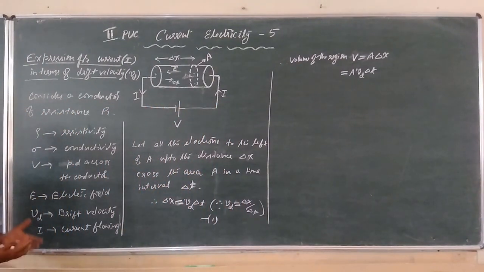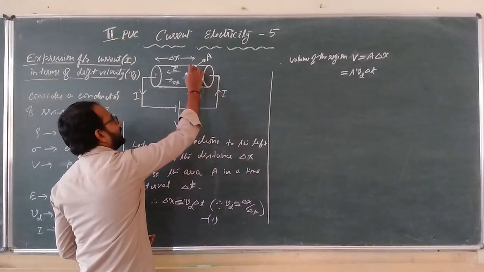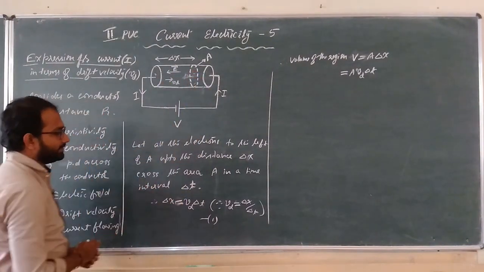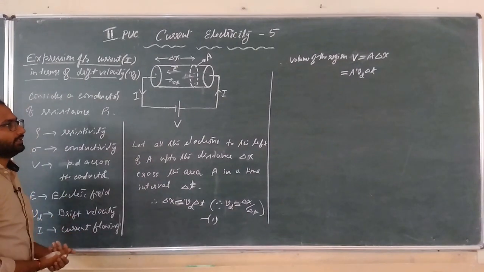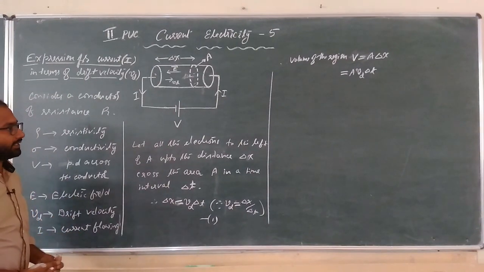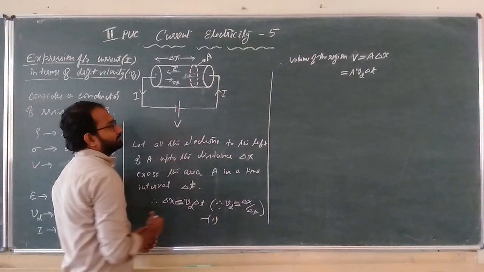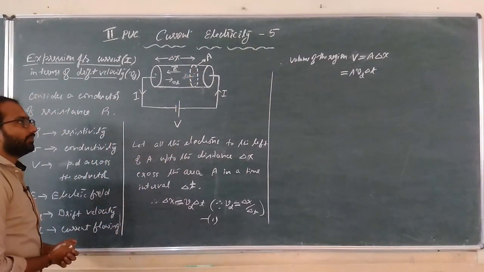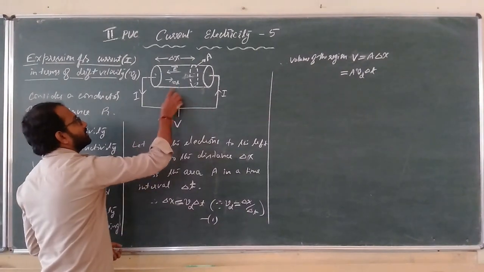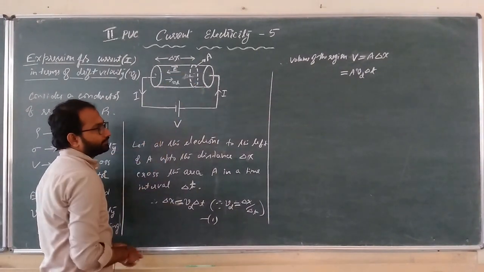Okay, so I want to calculate what is the amount of charge flowing through this particular area in a time interval of delta t seconds. Thereby I can define the current I is equal to delta q by delta t. So to calculate the amount of charge crossing this particular area, I have to find out what is the total number of electrons present in this particular volume.